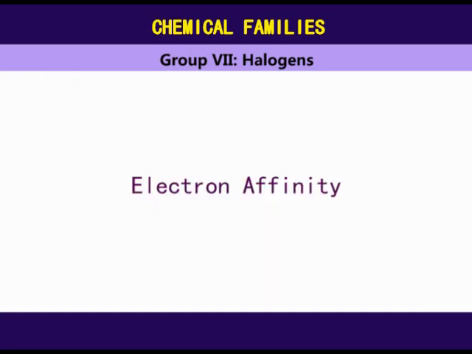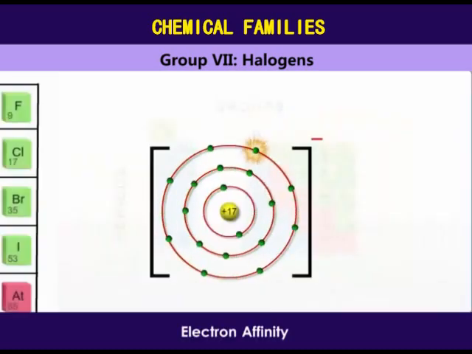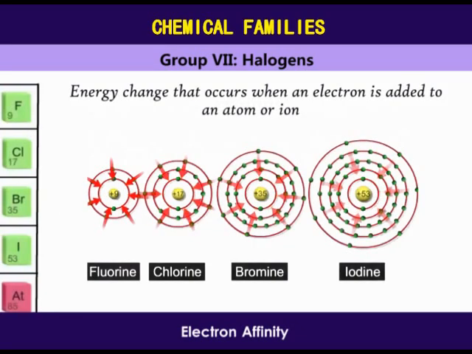Electron affinity. Halogens form ions by gaining an extra electron to complete an octet electron configuration. Electron affinity is the energy change that occurs when an electron is added to an atom or an ion. Electron affinity is the opposite of ionization energy. Generally, electron affinity increases as the atomic size increases, and hence the reactivity of halogens decreases down the group.